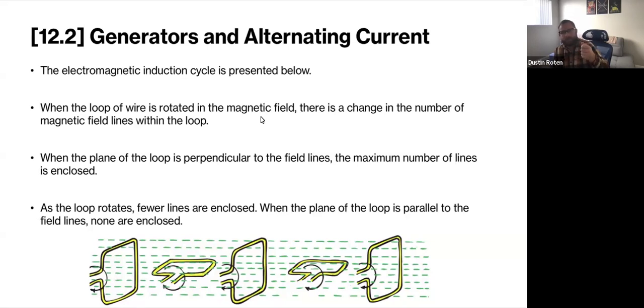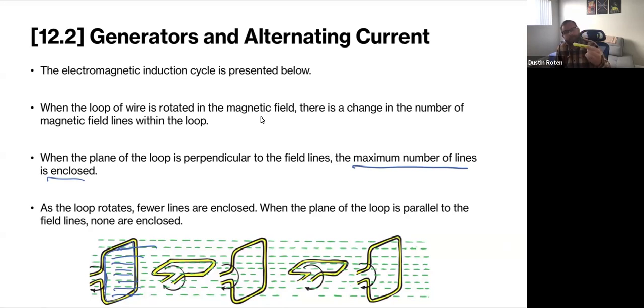So when this loop of wire is rotated in the magnetic field, there is a change in the number of field lines within the loop. When the plane of the loop is perpendicular to the field lines, so here's my plane of the loop here, you can think about it like holding up a pizza box perpendicular to the magnetic field lines. This is when we have the maximum number of lines in here. So it looks like we have 1, 2, 3, 4, 5, 6, 7, 8 field lines in there. Obviously, there's infinitely many, but for demonstration purposes here, we just have these 8 field lines.